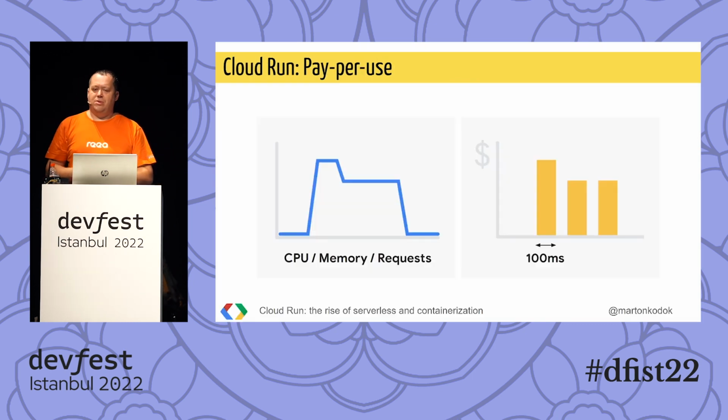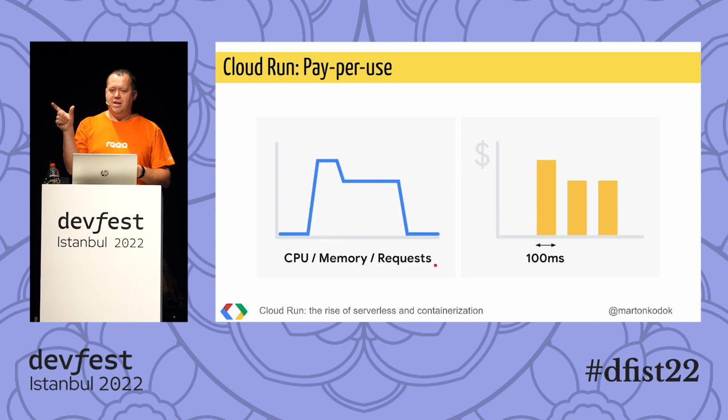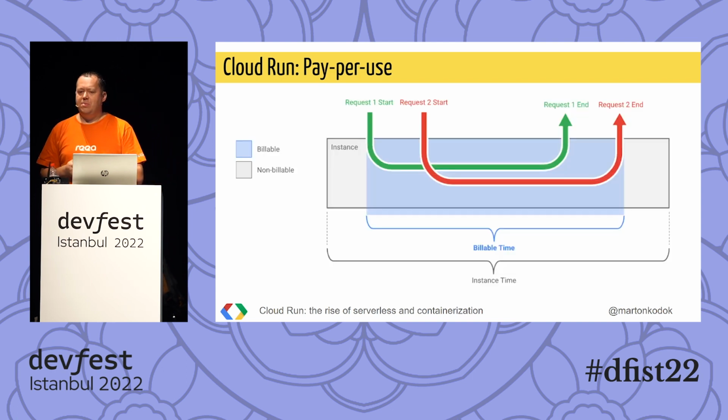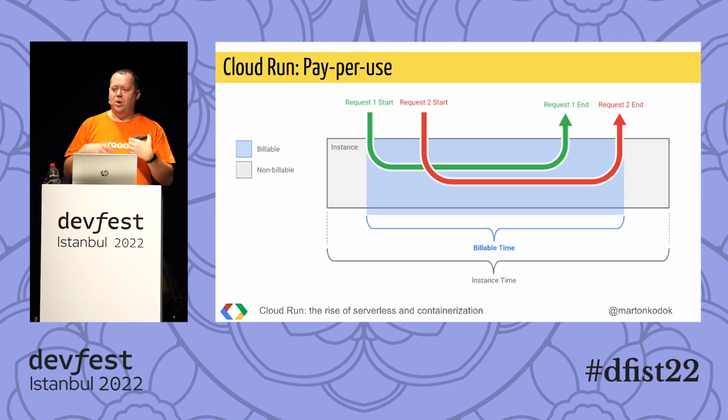Let's talk a bit about Cloud Run pay-per-use. We have a container, we have a request to the container. The billing model is based on CPU, memory, and requests. That means that for every option you need to pay, and the billable time is how long the request takes. If it's a website, it's fast. If it's something processing, it's a longer process. What this means is that we have overlapping requests served by the same container. And this is a good feature.